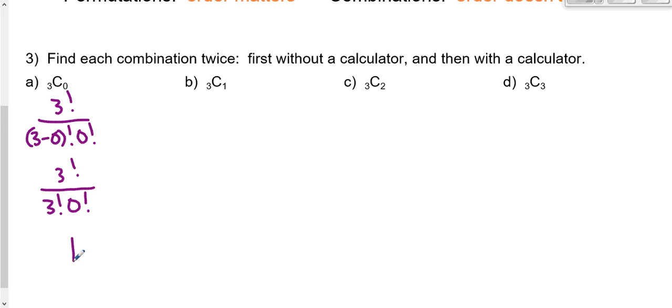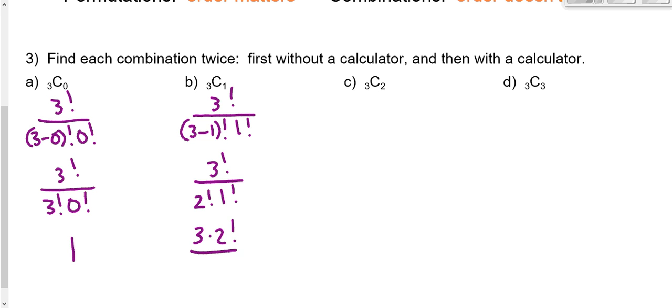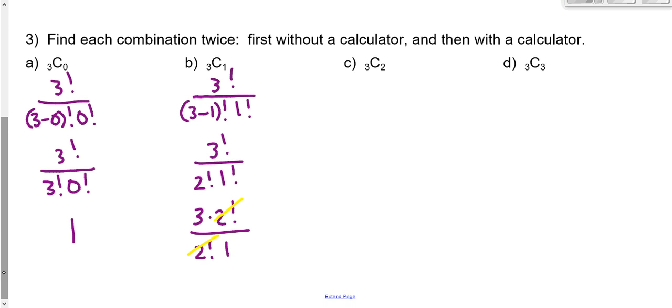How about 3 choose 1? We have 3 factorial over 3 minus 1 factorial times 1 factorial. So we have 3 factorial over 2 factorial times 1 factorial. We know 1 factorial is 1, and we know that 3 factorial is the same as 3 times 2 factorial. So we can cancel the 2 factorials. And all we have is 3 divided by 1, so our answer is 3.